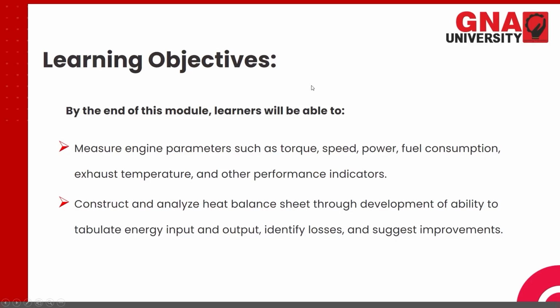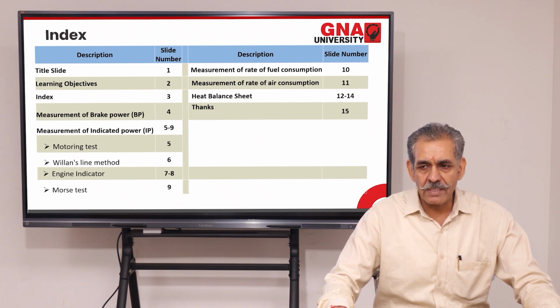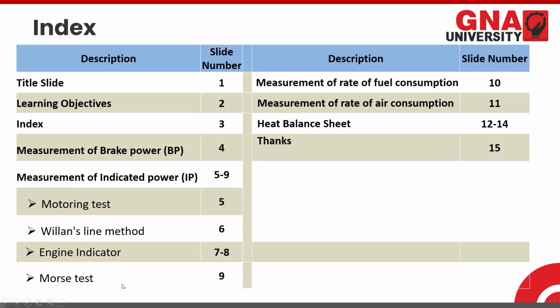He will also be able to construct and analyze a heat balance sheet through the development of the ability to tabulate energy input and energy output, identify losses, and suggest improvements. This is the index of our lecture series. We'll be talking of measurement of brake power, measurement of indicated power, including methods such as the motoring test, Willan's line method, engine indicator, and MEP test. In addition, we'll be talking of measurement of rate of fuel consumption, measurement of rate of air consumption, and the heat balance sheet.